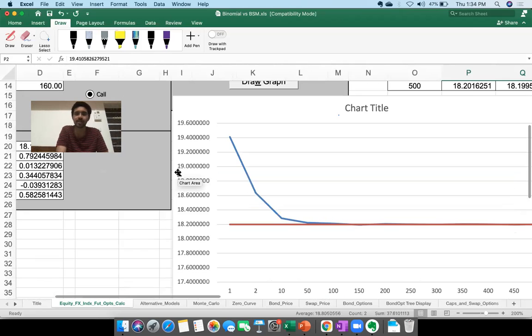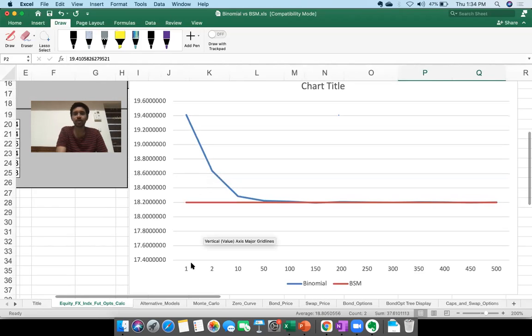If I zoom it in a little, on the x-axis we have the number of time steps. On the y-axis we have the price, the call option premium. What we calculated as per the binomial model and what we got as per the Black-Scholes model. Black-Scholes is that red line, which is parallel to the x-axis, which means that the Black-Scholes premium is not dependent on the number of time steps. When any line is parallel to the x-axis, it means that its value does not depend on the value of x. So the Black-Scholes premium is a straight line.